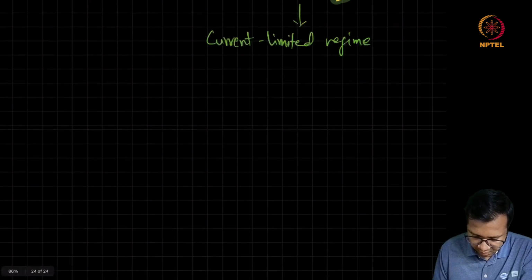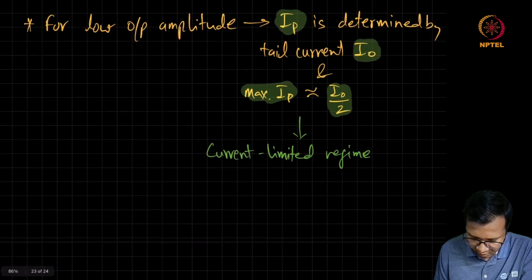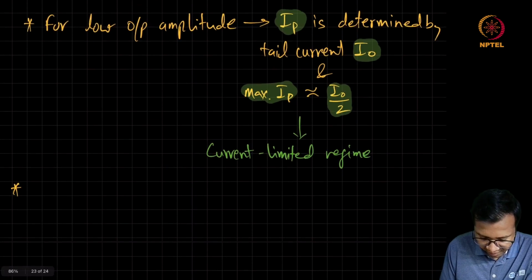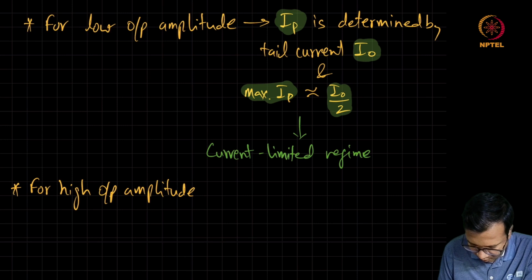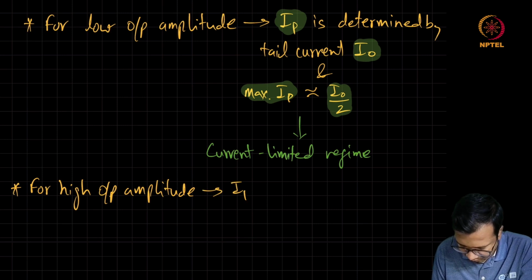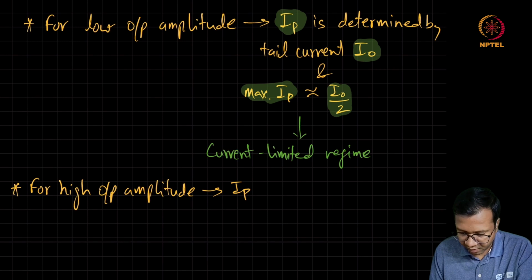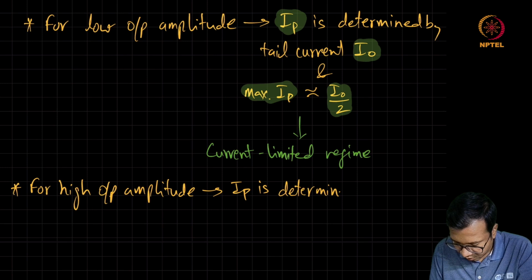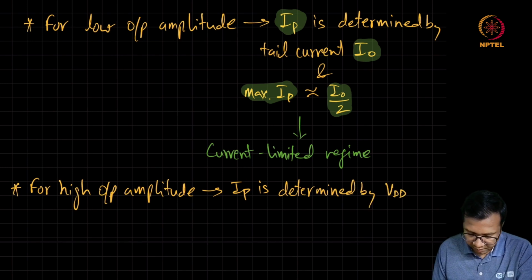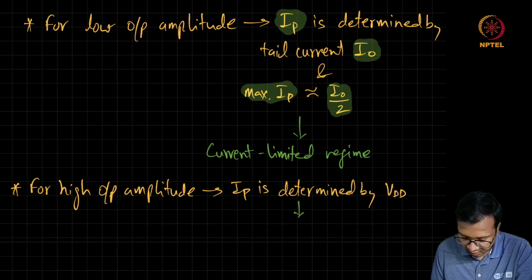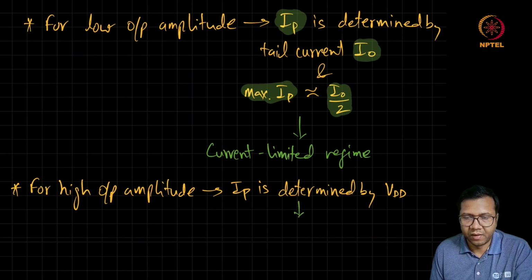Whereas if the output amplitude is high, the peak value of this differential current IP is determined by the supply voltage VDD. And in such a scenario, we say that the cross-coupled LC oscillator is operating in the voltage limited regime.